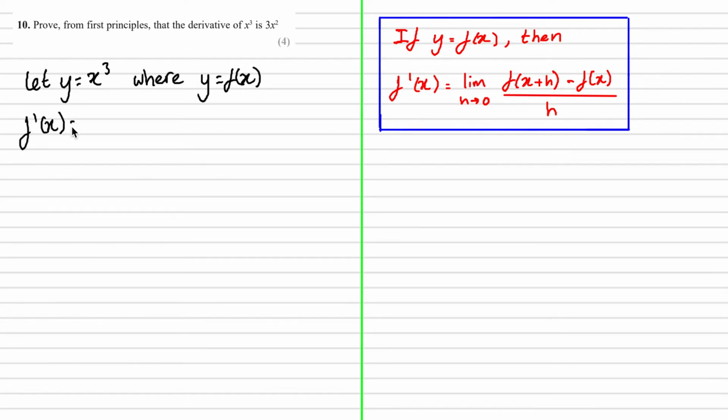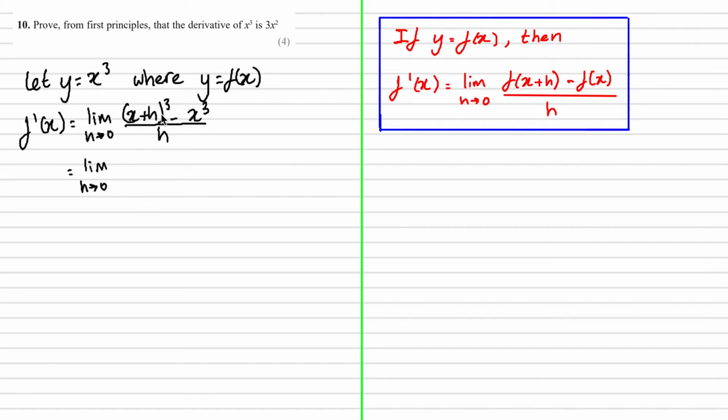I can say f dash of x is equal to the limit as h tends to 0 of f of x plus h, so that's going to be x plus h cubed, minus f of x, which is just minus x cubed, over h. Okay, so this is the limit as h tends to 0.